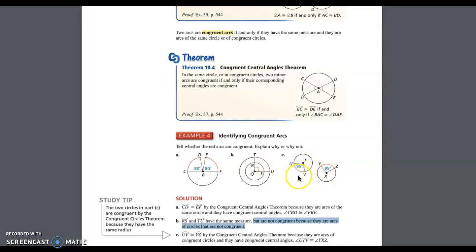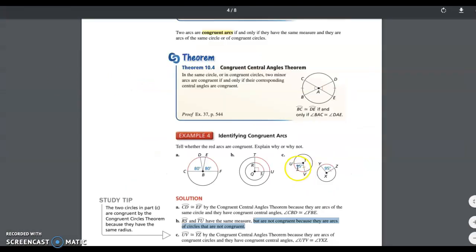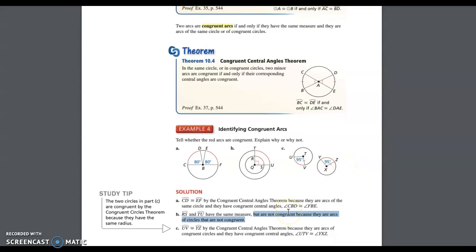And in part C, I'm looking at UV and YZ. UV is 95 degrees because of the central angle drawn here, and YZ is 95 degrees because of that central angle there. The next thing I need to check for is, are they a part of congruent circles? So I see that both of the radii are congruent to each other. Therefore, arcs UV and YZ are congruent because they are the same measure and because their arcs are from congruent circles, and they have congruent central angles.